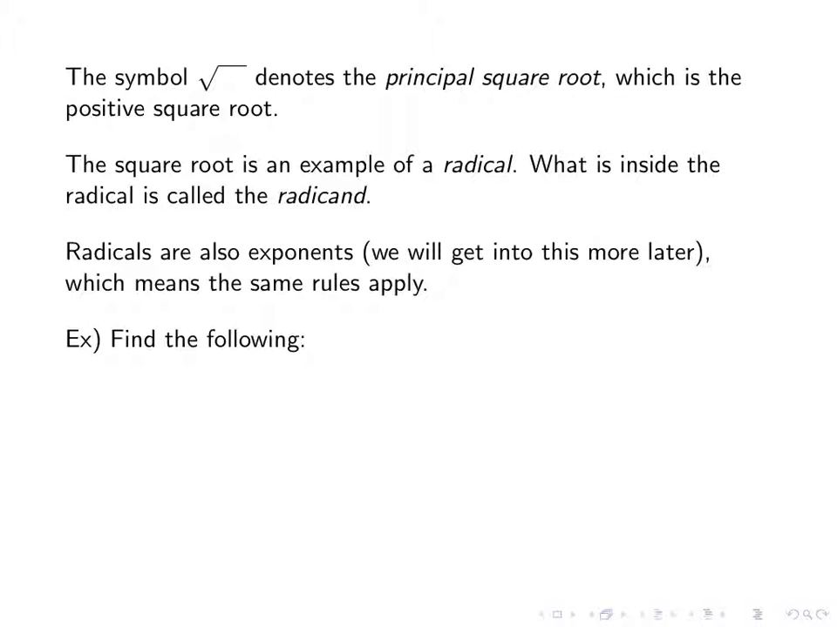As an example, let's find the following. A, the square root of 144. B, negative square root of 9. C, the square root of 1/4. And D, the negative of the square root of 4 over 25. For A, the answer is 12. That symbol is the principal square root, so we're only concerned with the positive square root. Since 12 times 12 is 144, 12 is the square root of 144.